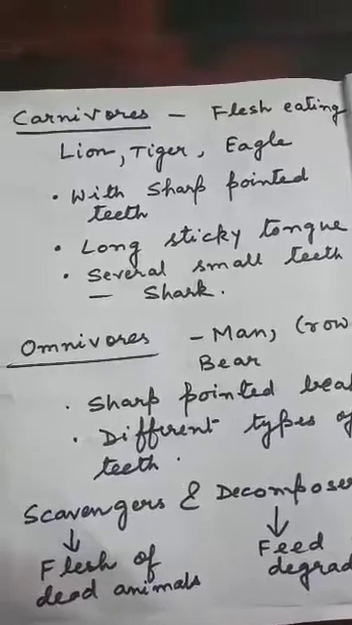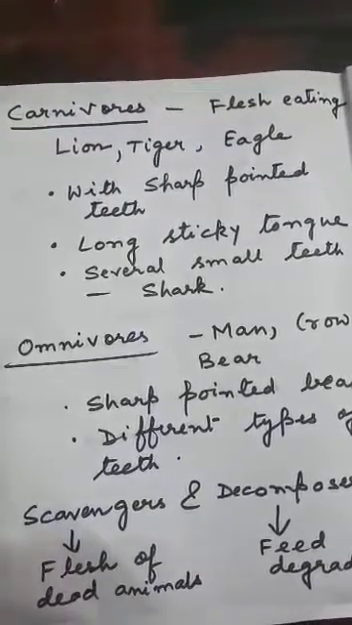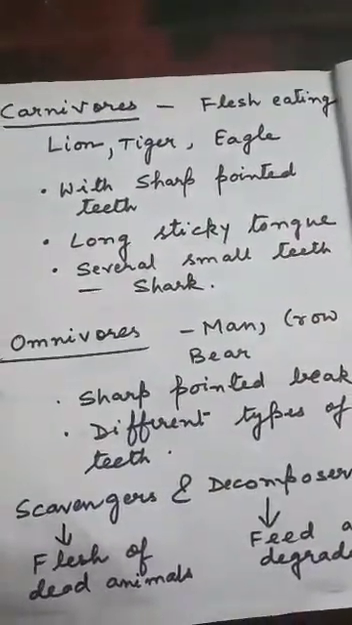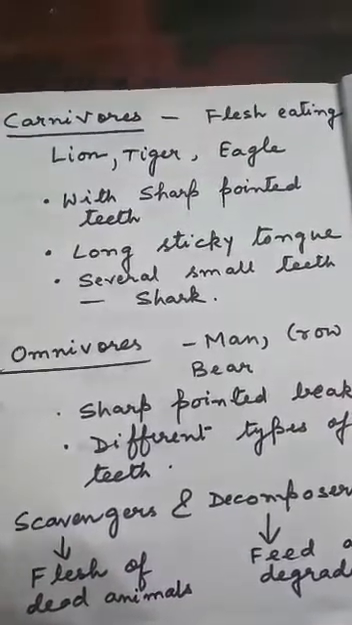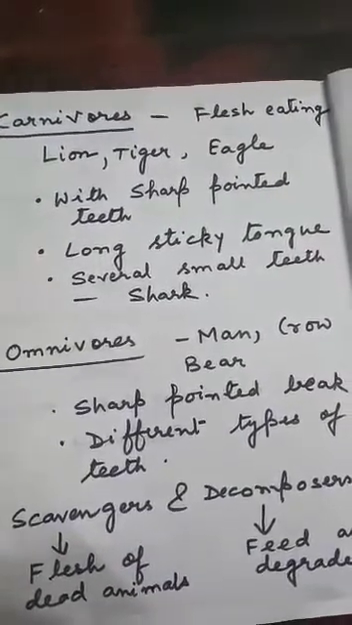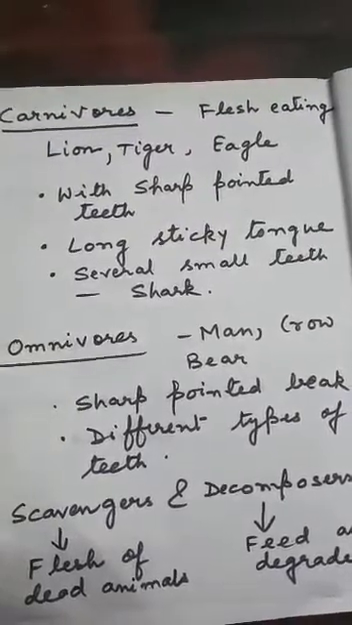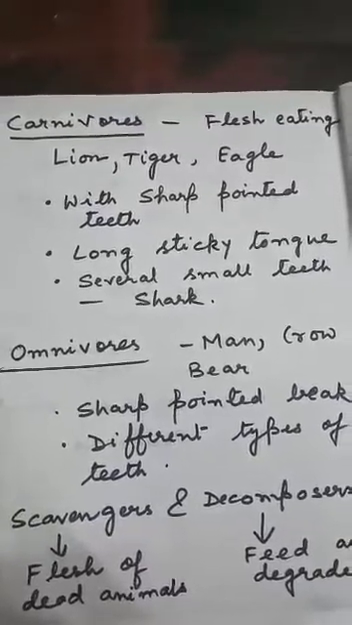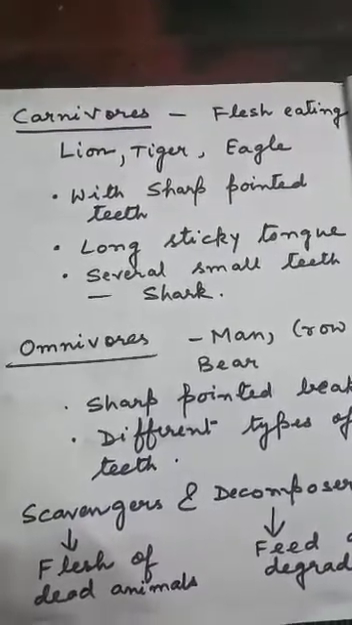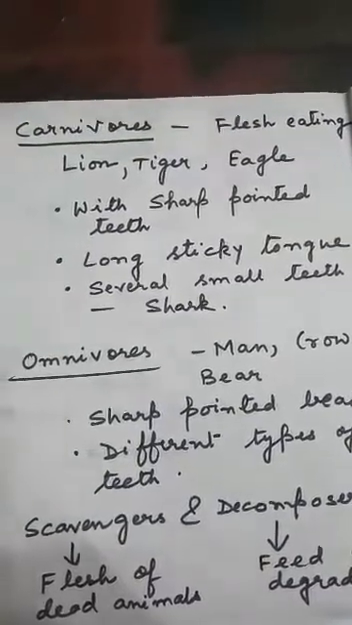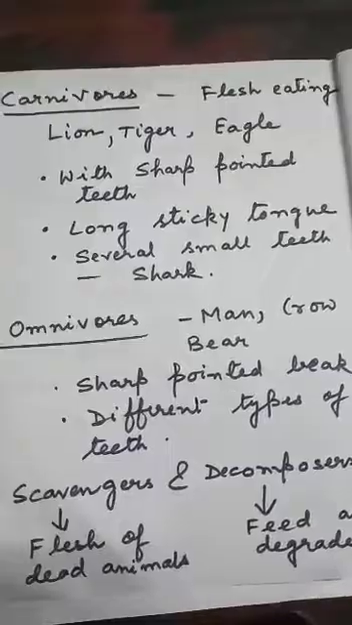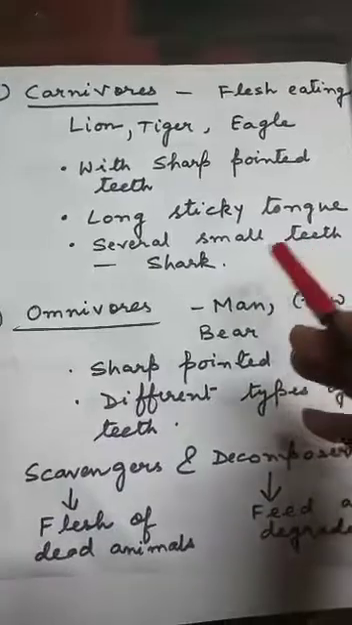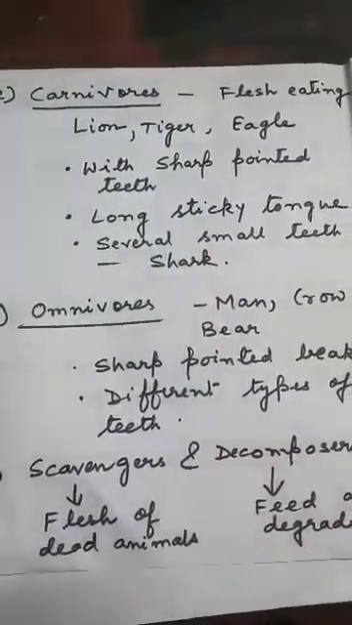Some other carnivores which feed on other animals will have a long sticky tongue, like frogs. In human beings, the tongue is attached at the back, but in the frog, the tongue is attached in front and is rolled back. So when it has to take any insect inside its mouth, the tongue opens outside and becomes sticky so that it can catch the insect and take it into the mouth. So it has a long sticky tongue. And number 3, you can see several small teeth in the shark to tear the flesh of other animals.